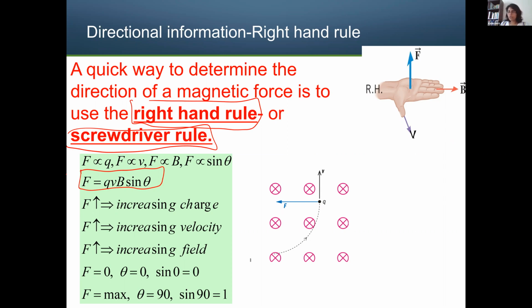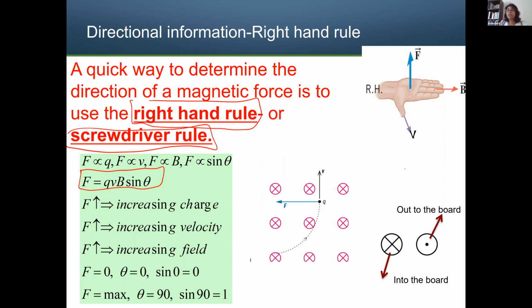Okay, so now why is this important? Because it will change everything about what will happen when the particle moves in the magnetic field. It will not stay in the same line. It will keep moving in a circular path because of this force. That direction is important, right? Now let's take an example in here.